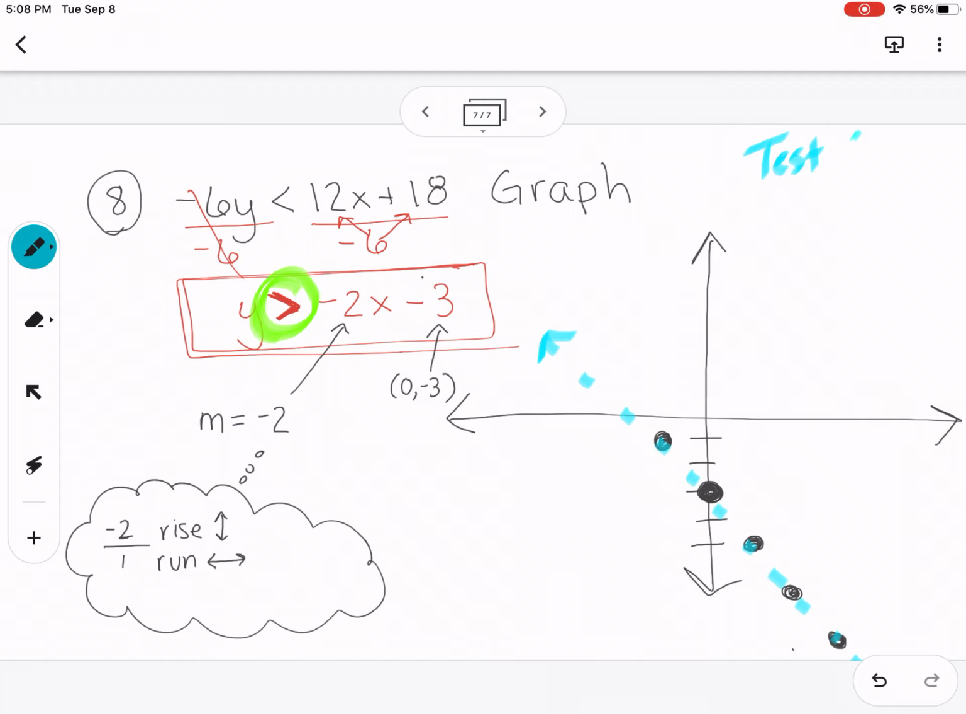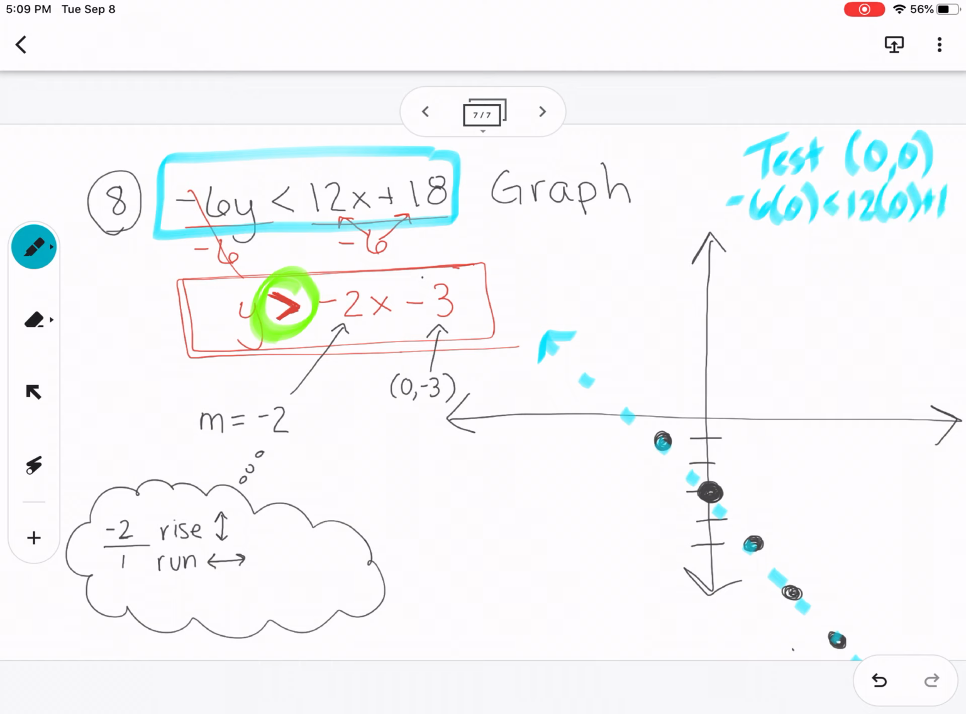I love to test 0, 0 because it's super easy to plug into my equation. So I'm going to go back to my original equation, and I'm going back to the original because it helps check for any mistakes I may have made. And I'm going to plug in 0 everywhere I see x and y. Now, if you chose a different ordered pair, then you would plug in the numbers you chose, right? So like 1, 1 or 5, 11. I don't know why you would pick those numbers, but sure.